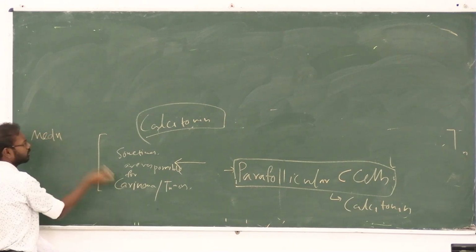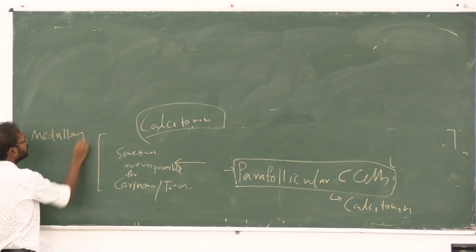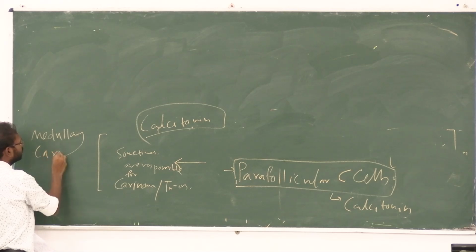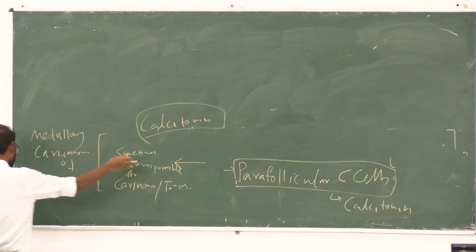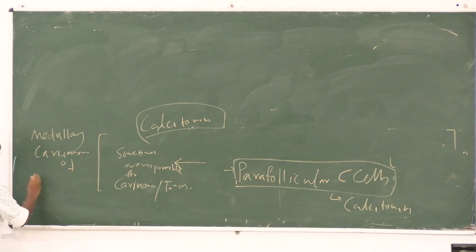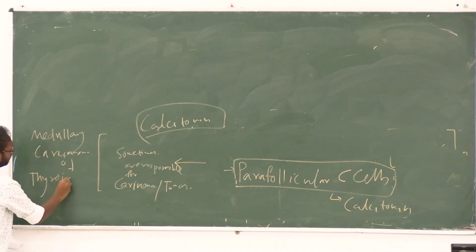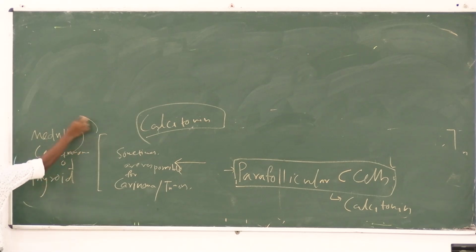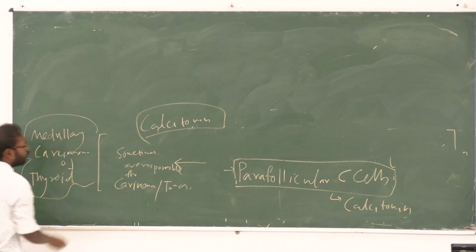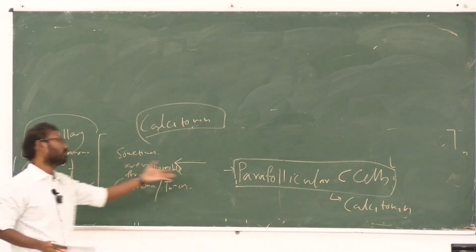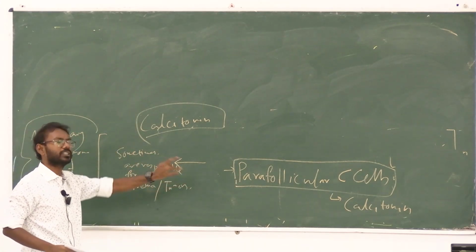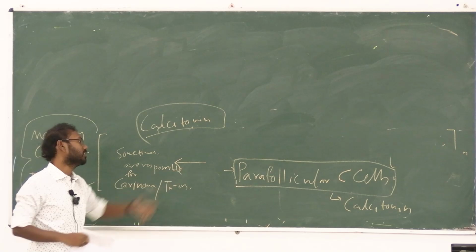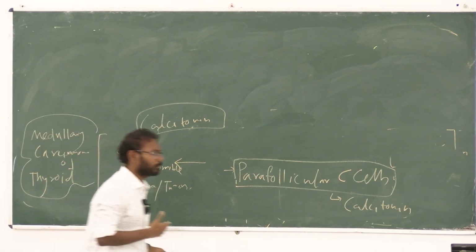Medullary, what kind of carcinoma? Medullary carcinoma of parafollicular cells in the thyroid gland. So naturally, medullary carcinoma of thyroid. Okay. So in this medullary carcinoma of thyroid, often the parafollicular C cells are responsible. And since calcitonin is synthesized from these cells, calcitonin can act as a tumor marker.